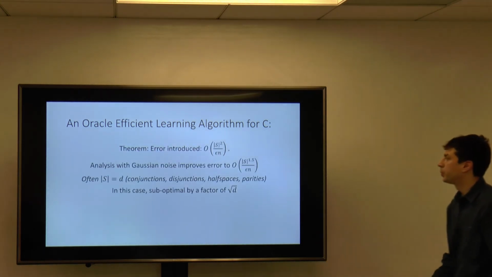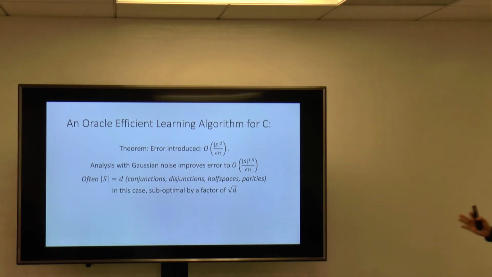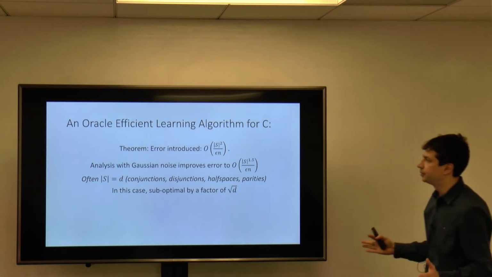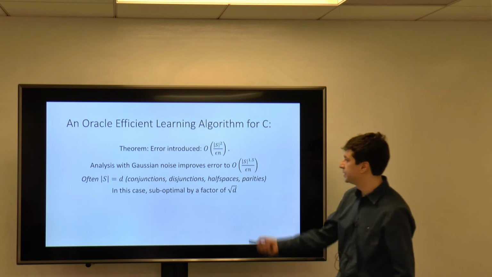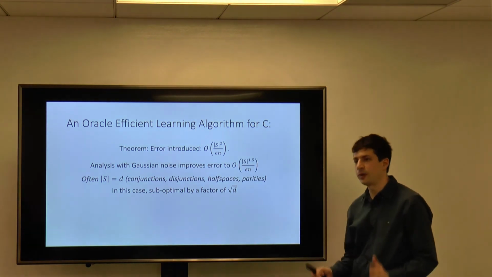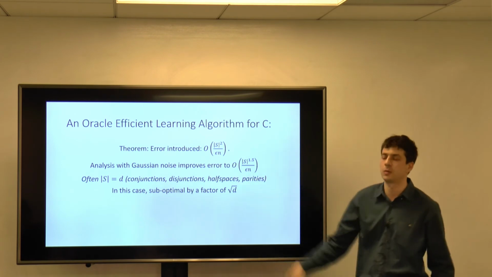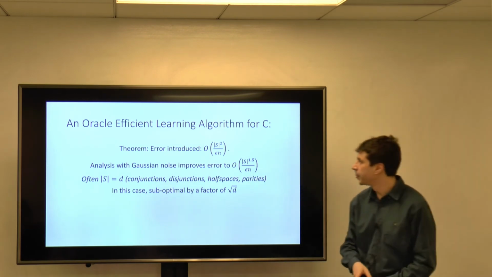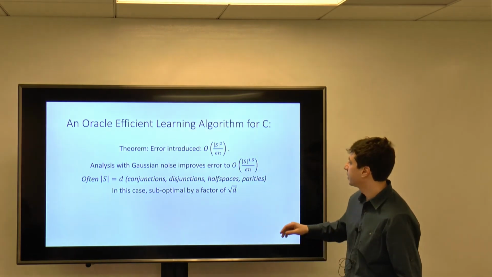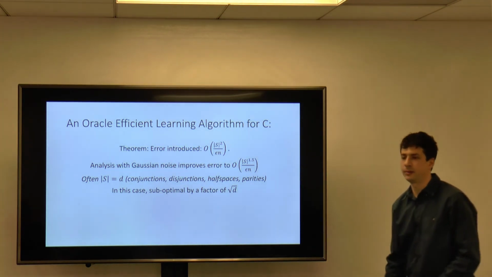So oftentimes the size of the universal identification set is on the order of the ambient dimension, and so this is suboptimal based on what we know how to do absent Oracle efficiency, roughly by a factor of square root of the dimension. That is, I could get error d over epsilon n if I didn't care about running time.